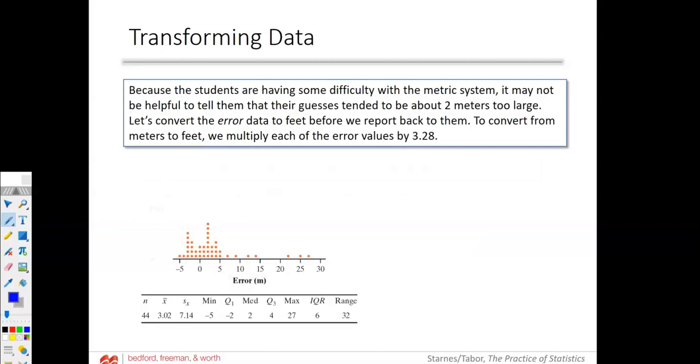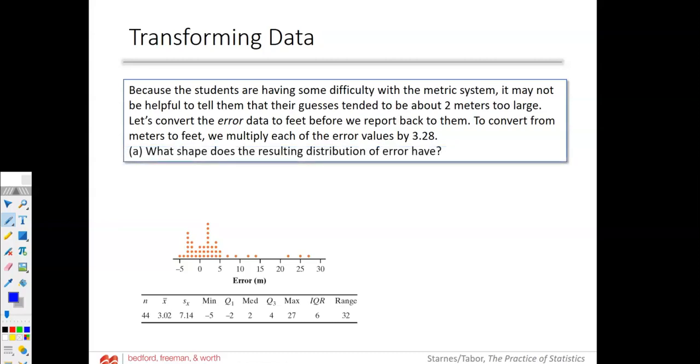So here's an example. Because the students have some difficulty with the metric system, it would be helpful to tell them their guesses tended to be about 2 meters too large. Let's convert the error of the data before we report back to them. To convert from meters to feet, we multiply all the error values by 3.28. So there's the original data values, I believe.